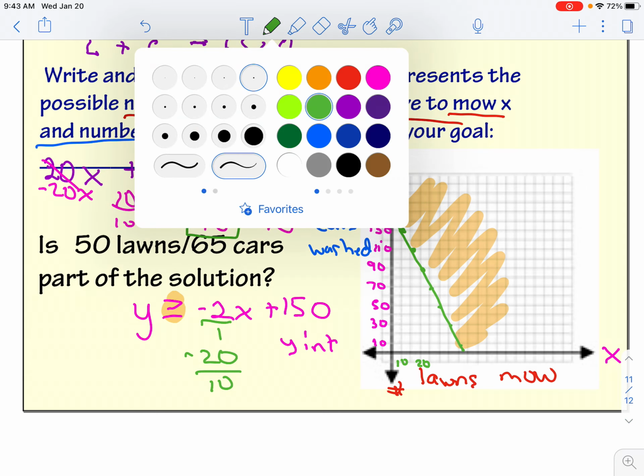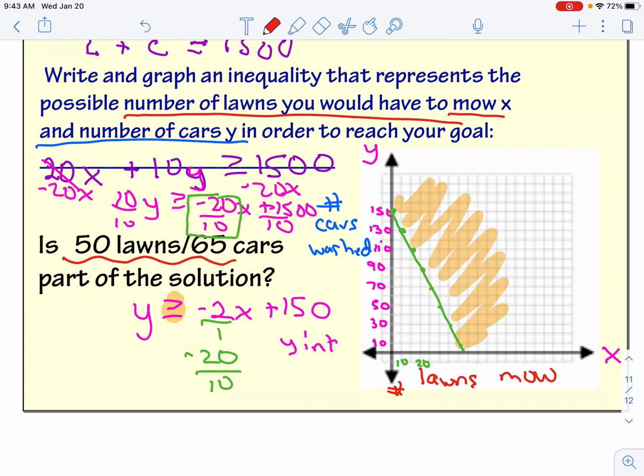So this question right here asks, is 50 lawns and 65 cars part of the solution? Well, this is 10. So 10, 20, 30, 40, 50. And then 65 is, here's 50. There's 65, I believe, is right here. So that is part of my solution. And we'll talk about some of those later on. So if that was kind of complicated, no worries. I just wanted to show you sort of an example. But that's the end.